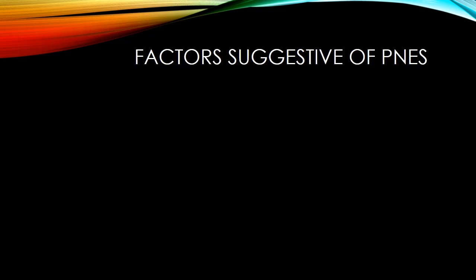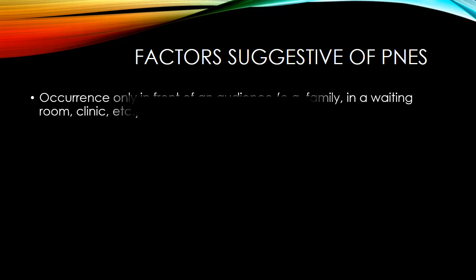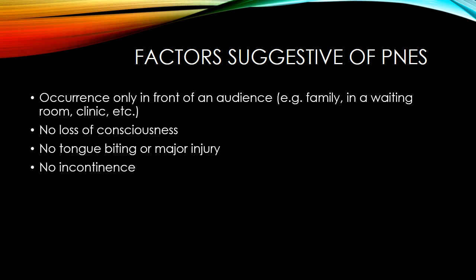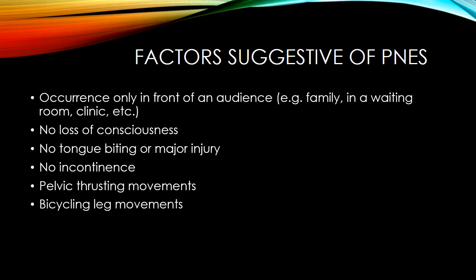What are the factors that suggest a PNES? Occurrence only in front of an audience, that is when other people are present. No loss of consciousness. No tongue biting or major injury. No incontinence. Pelvic thrusting movements. Bicycling leg movements during the episodes. Side to side turning of the head.